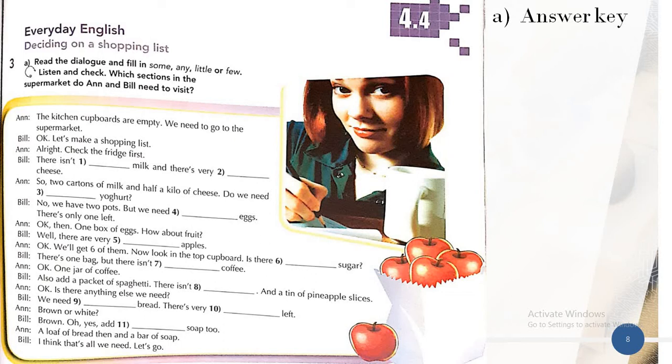Now, look in the top cupboard. Is there sugar? There is 1 bag, but there isn't coffee. Okay, 1 jar of coffee. Bill also added a packet of spaghetti. There isn't, and a tin of pineapple slice. And okay, is there any else we need? Bill: We need bread. There is very left. Anne: Brown or white? Bill: Brown.